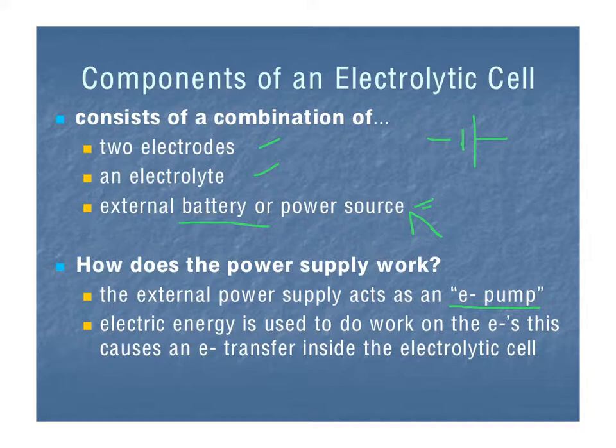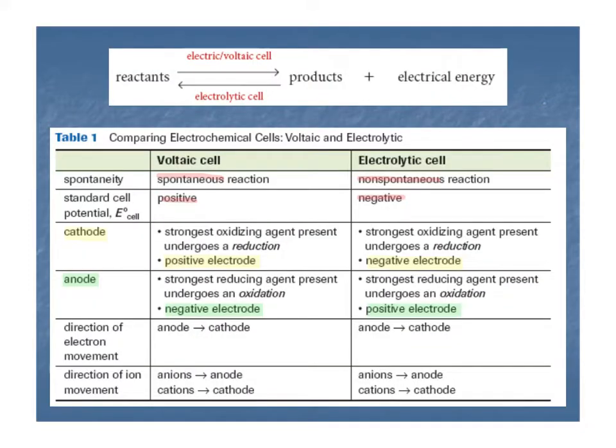Therefore, electrical energy is converted into chemical potential energy inside the electrolytic cell. Let's compare the voltaic cell versus the electrolytic cell. Remember, these are both types of electrochemical cells. In a voltaic cell, the reaction is spontaneous because the overall cell potential is positive. On the other hand, electrolytic cells are non-spontaneous, they are endothermic reactions, and their cell potentials are negative.